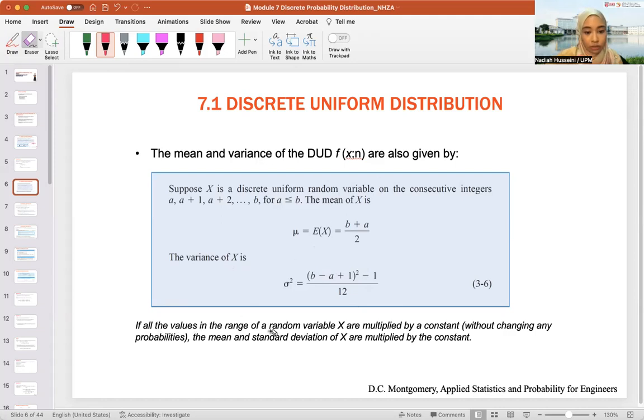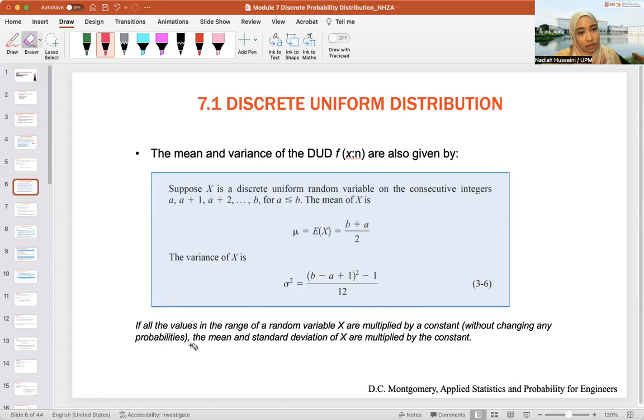Okay, so if all the values in the range of the random variable are multiplied by a constant, which means that your numbers, instead of going from 1 to 48, you decide that the random variable is 2 to whatever the multiplication that you choose, without changing any probabilities.